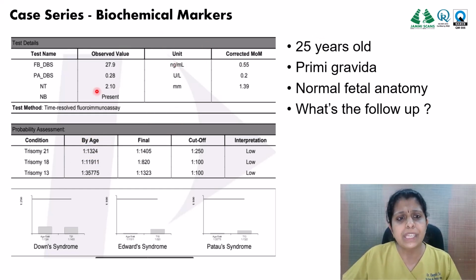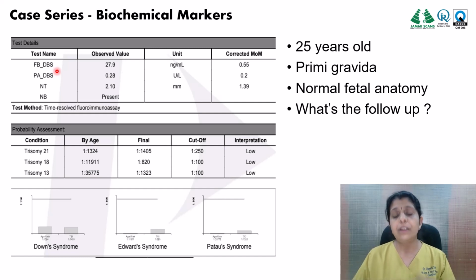So then what do we see over here? There are 2 parameters all of us know: free beta HCG and PAPP-A, apart from NT and nasal bone. What do I mean by DBS? It is called dried blood spot, the way we collect the sample. Earlier most of us were doing venous samples, but now we have switched over for many years.